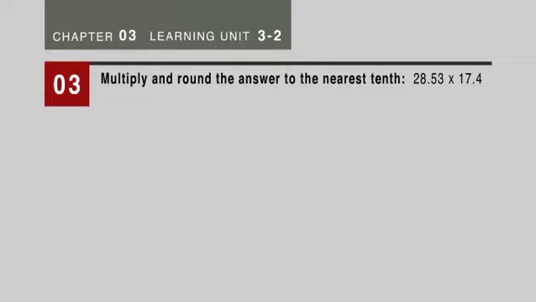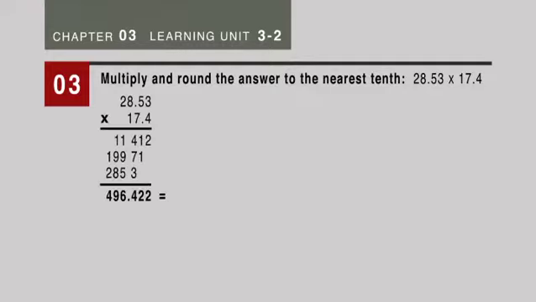In question 3, multiply and round answers to the nearest tenth. Again here, when you look at the problem, you have how many decimal places? 1, 2, 3 positions. So now you would do your regular multiplication, and when you get to your final answer, you start on the right and move 3 places to the left, resulting in a final answer of 496.4 after you round to the nearest tenth.